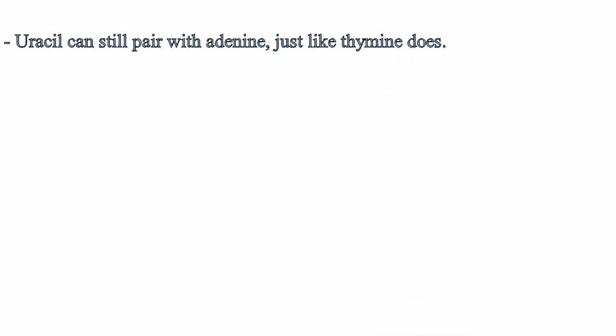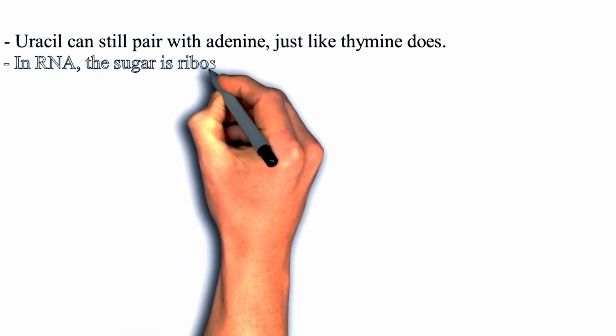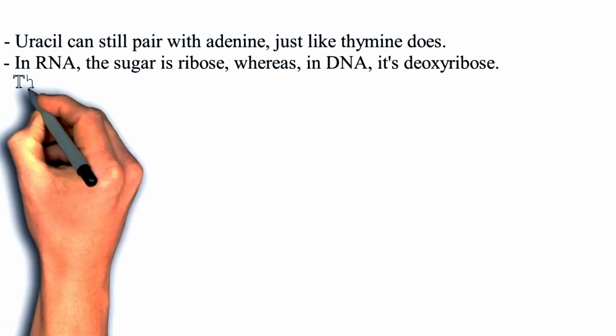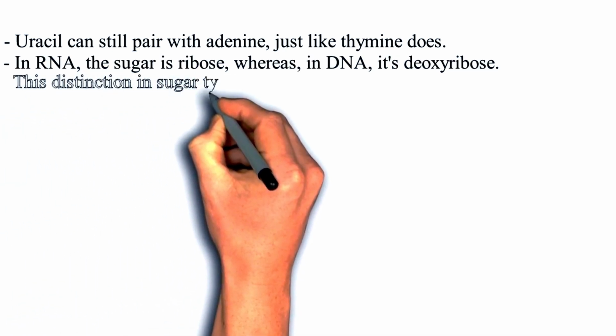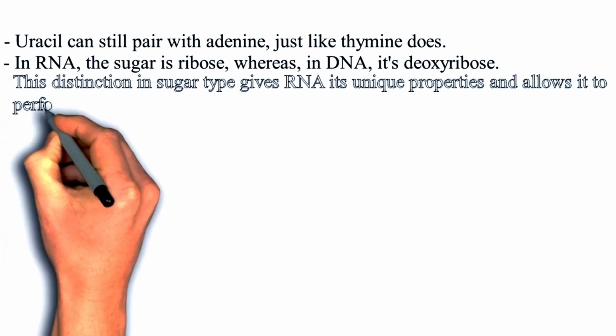Another difference is in the sugar component. In RNA, the sugar is ribose, whereas in DNA, it's deoxyribose. This distinction in sugar type gives RNA its unique properties and allows it to perform various functions in the cell.